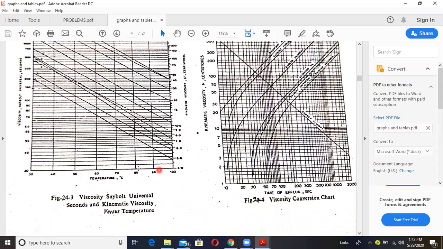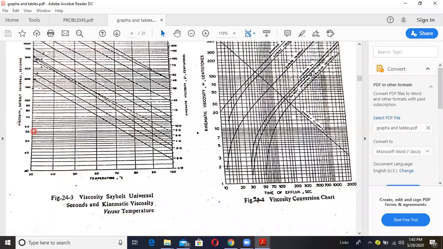Now somewhere here we will get 82 degrees, and 9 is here. If I go like this until it touches the 9, somewhere it will touch here at 9. Now here we have the time. Now we are going to calculate the time. Once it touches 9 here, now come towards the left side.